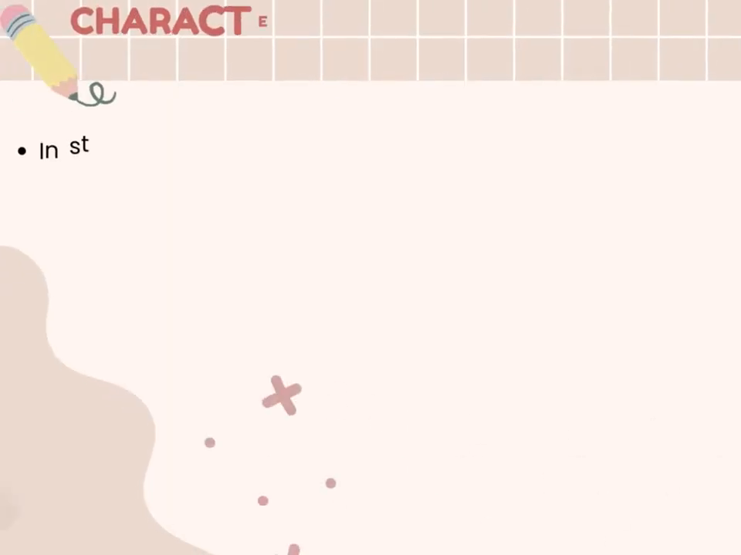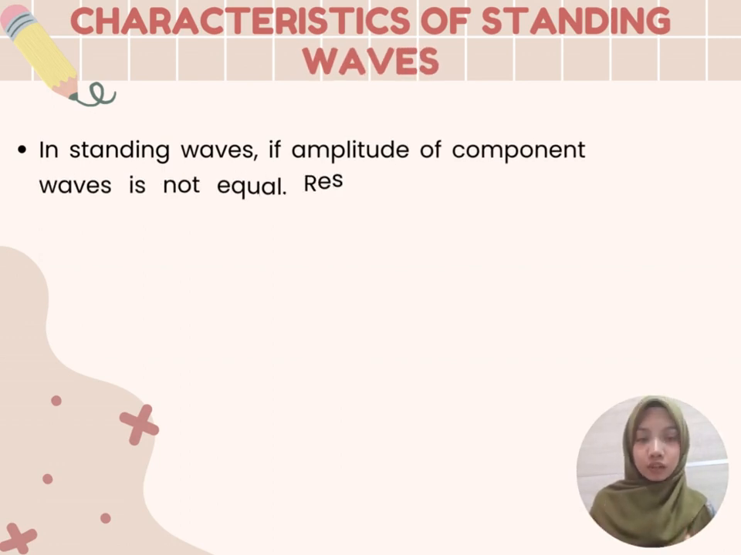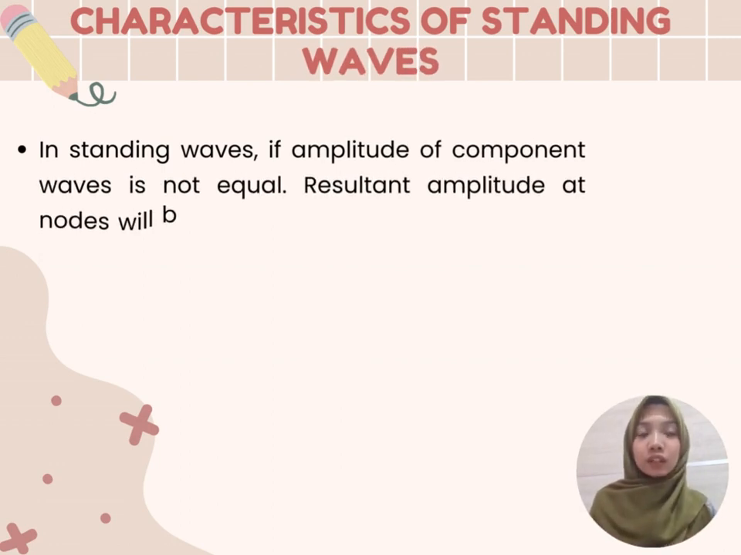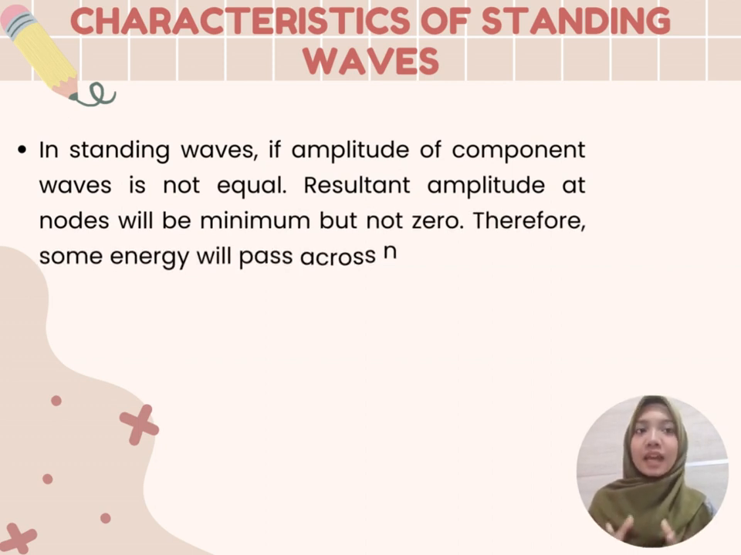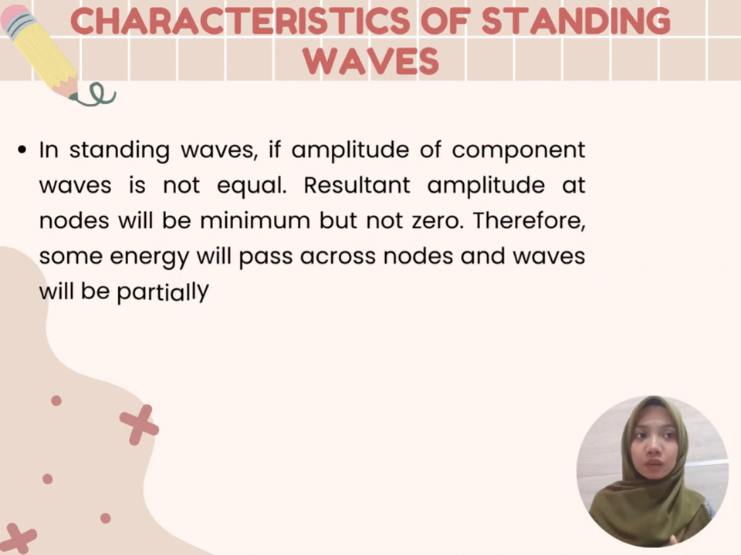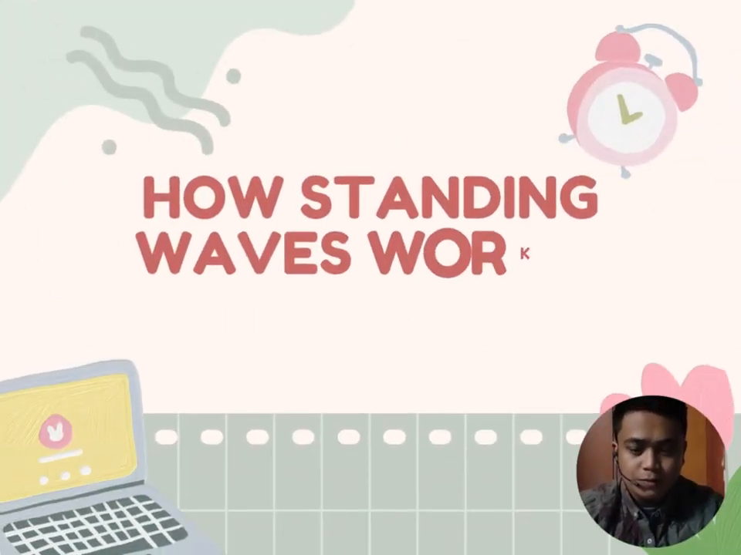And the last characteristic of standing wave is if the amplitudes of the component waves are not equal, then the resulting amplitude at nodes will be minimum but not 0. Hence, some energy will pass across nodes and the wave will be partially standing, which is why it is called standing wave.